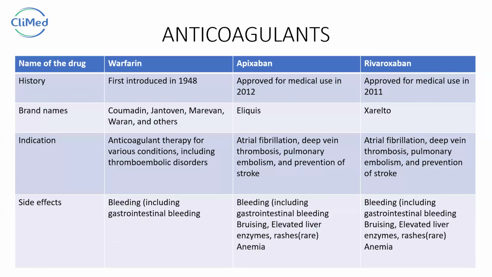IV anticoagulants can be used only in emergency departments and are not very much required during the next 3 to 4 days after the MI attacks. First drug is warfarin. It was first introduced in 1948. Brand names include Coumadin, Jantoven, Marevan, Varin, and others.